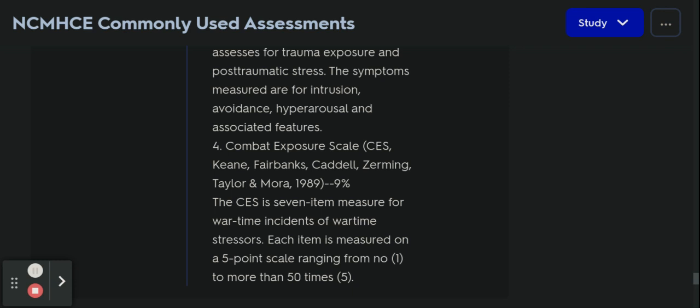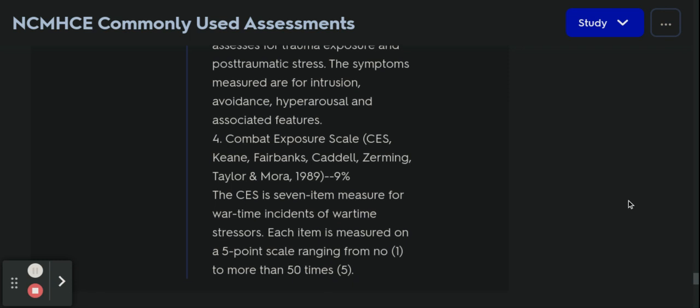Combat Exposure Scale, CES. The CES is a 7-item measure for wartime stressors. Each item is measured on a 5-point scale ranging from no, 1, to more than 50 times, 5.